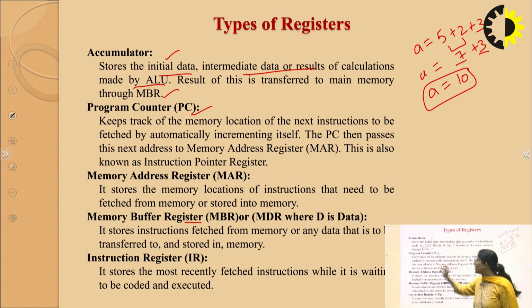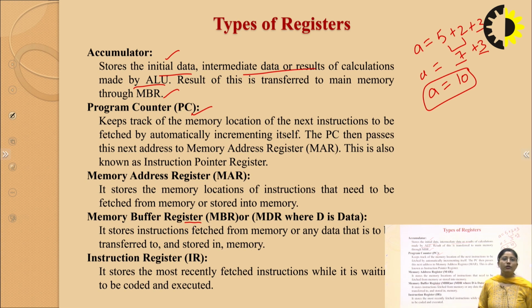Next is the program counter, that is the PC register. What is the program counter? There are a number of instructions in a program that are going to be executed. The address of the next instruction that is going to be executed is always stored in the program counter. So the program counter always stores the address of the next instruction which is to be executed.